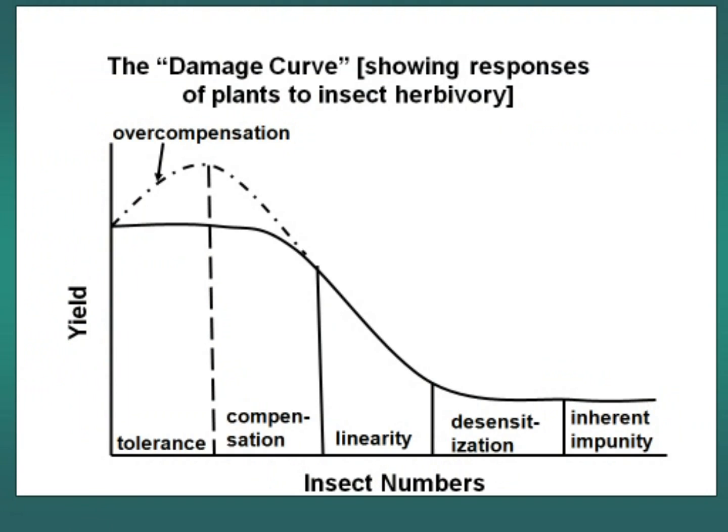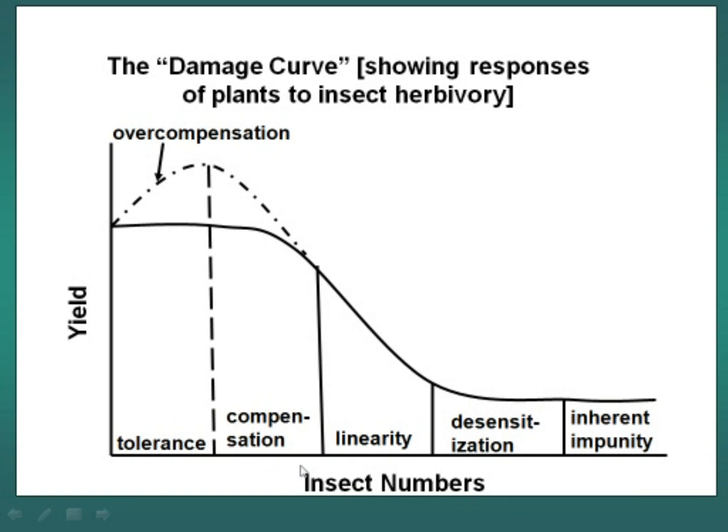I don't know if many of you who are listening have seen this curve, but the students in my insect course make sure that they know it cold by the time of their exam. But it shows the relationship in crop plants between yield and insect numbers, and it's termed the damage curve. It's a very classic curve in insect pest management. And basically the concept is very simple.